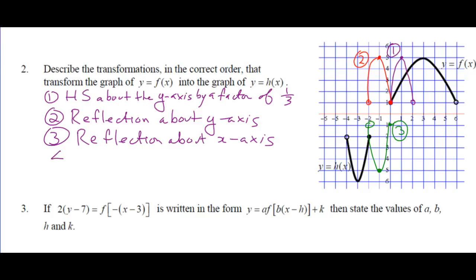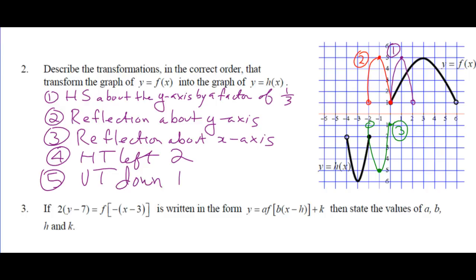So number 4, horizontal translation left 2, number 5, vertical translation, what did I say? Down 1. Okay, what were we supposed to do? Oh, that's it. That's what we're supposed to do, right?